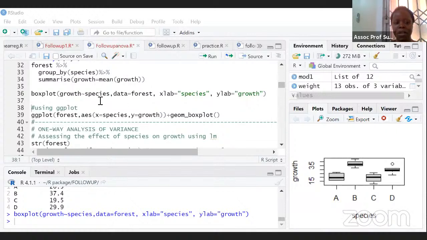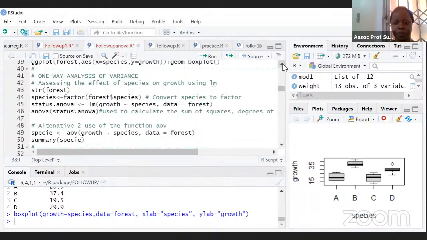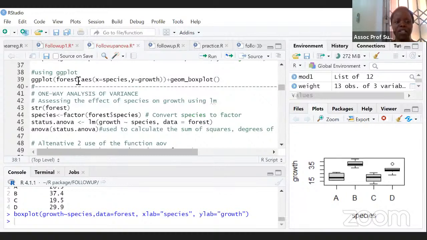Okay, so that was about the box plot. Another way you can use to construct the box plot is by using ggplot. So let's go to the ggplot. You put your cursor wherever you want, in the middle or at the bottom. You can see that it is a gg function.